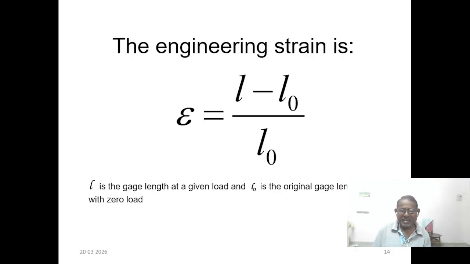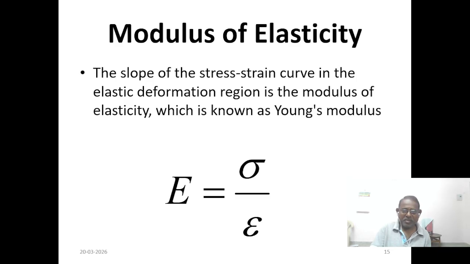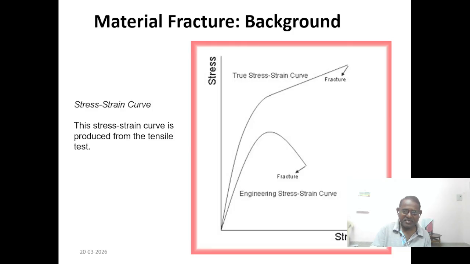The engineering strain is epsilon, E equal to L minus L naught divided by L naught, where L is the gauge length at the given load, and L naught is the original gauge length with zero load. Modulus of elasticity: the slope of the stress-strain curve in the elastic deformation region is the modulus of elasticity, which is known as Young's modulus, E equal to sigma by strain epsilon. And this is the material fracture background stress-strain curve, which is related to the same material. This is the engineering stress-strain curve, this is the true stress-strain curve.